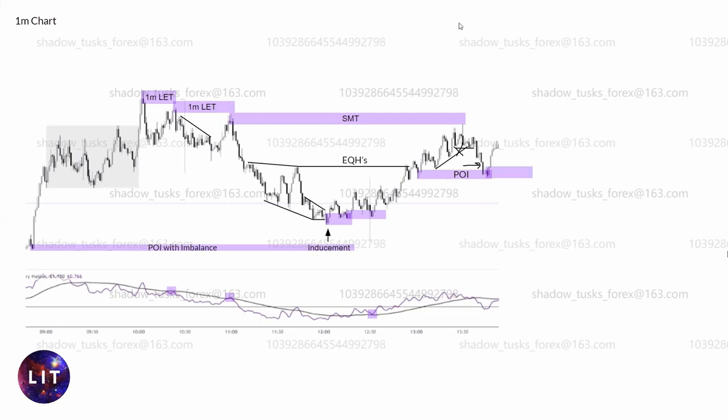I love taking the mitigations after an initial POI if I'm not necessarily confident if the POI will sustain, or if, say, price breaks ever so slightly below. I actually prefer to wait and then take the mitigation.